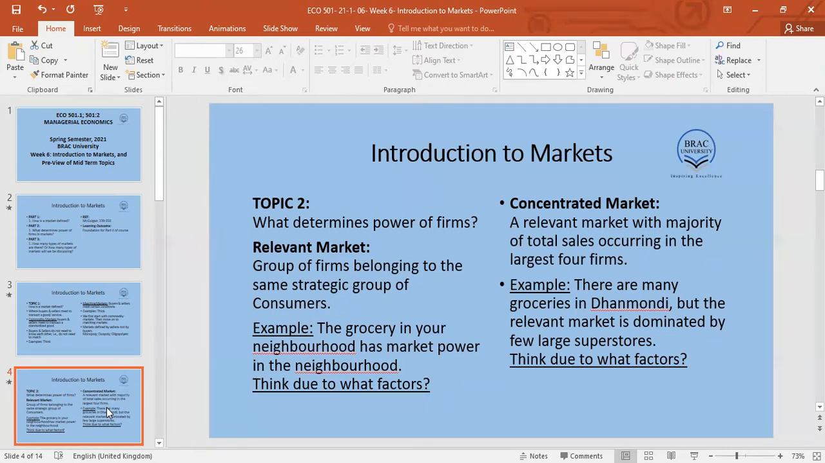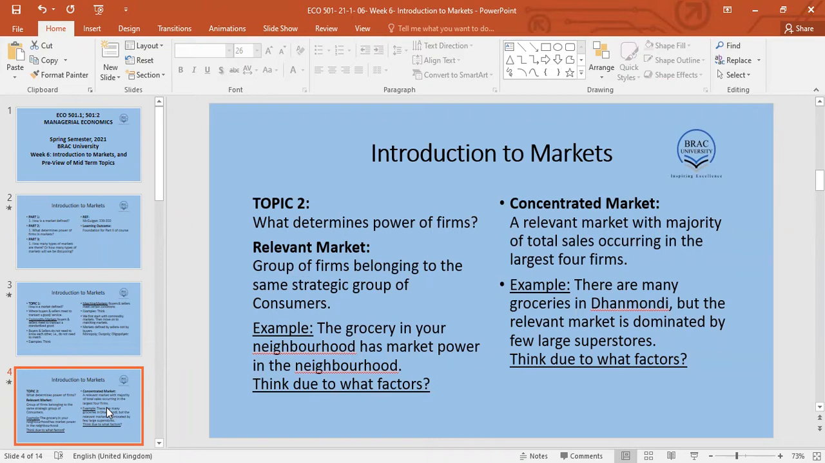Because you know that if I don't buy the eggs for two taka more, you have to go to New Market, which is say half an hour drive from your house, to get them for two taka less. Will you go? You won't go. Because that neighborhood mudir dokan enjoys a certain market power.